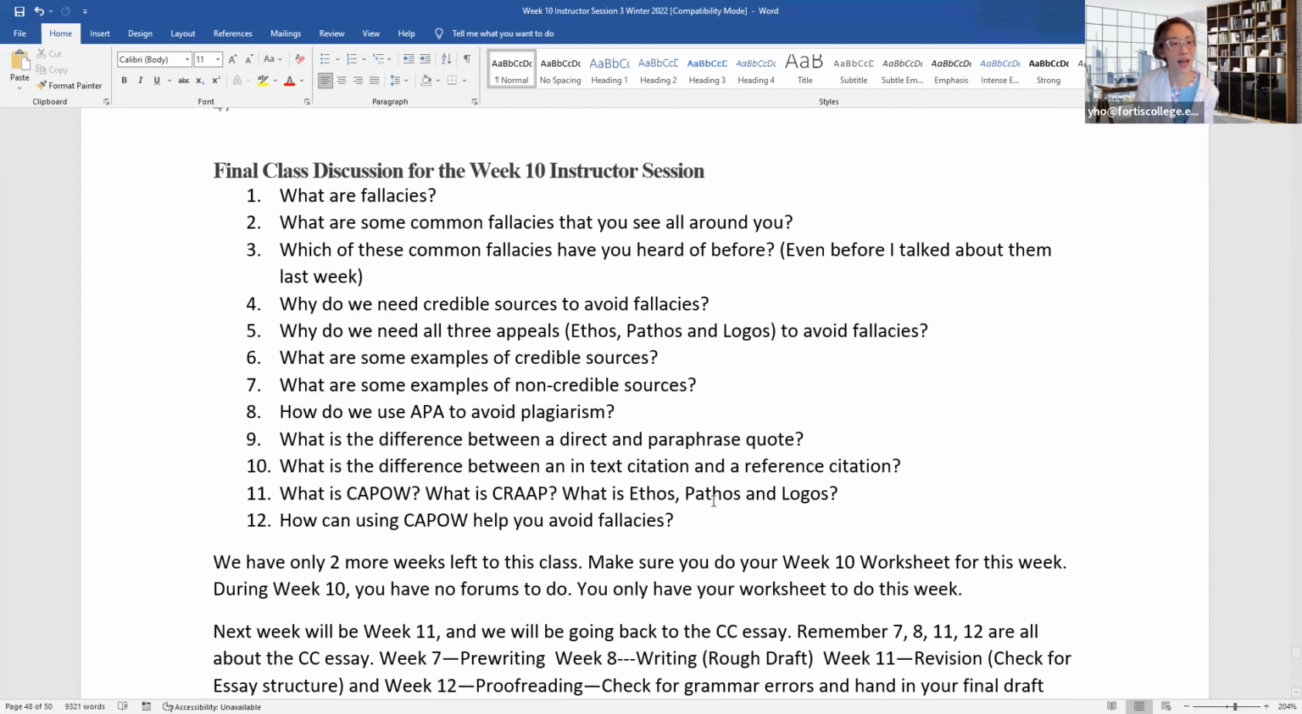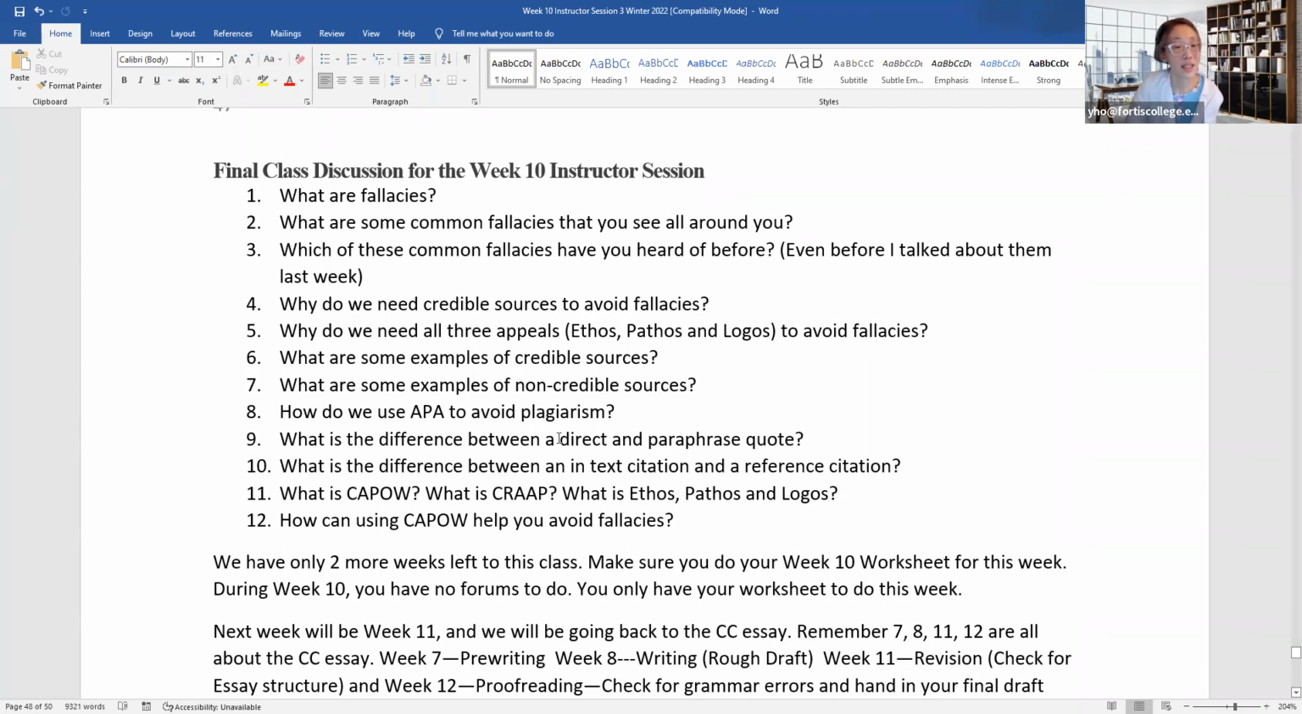If I had a lot more students, I would ask all these questions. But I'm not going to ask, since we're running over. If I went fast and I'm under an hour, then I would go over these questions. But these are good questions you can ask your kids, so that after you do a shortened version of this, you can ask them, so what do you remember of the fallacies? How do we avoid fallacies? What are some examples of credible sources, non-credible sources? How do we use APA?